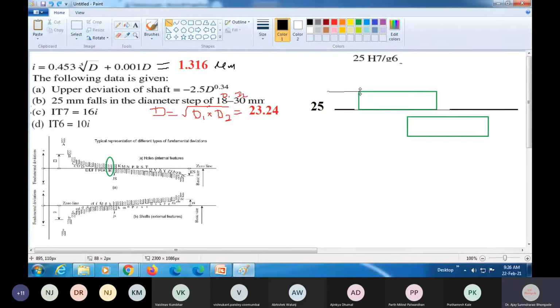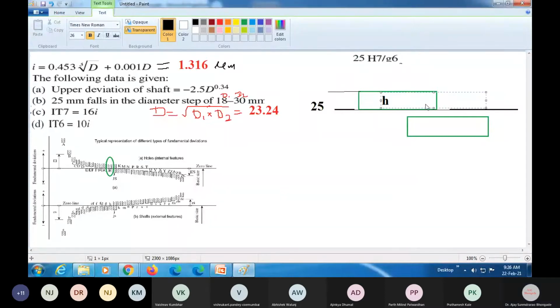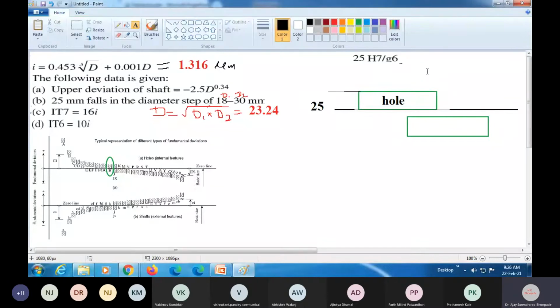Now this thing remains for the hole, right? So this is what we had done for the hole. Now what is the first thing that had been given? Upper deviation of the shaft is so and so, and IT7. Now let us complete the first part. Let us talk about the hole now.